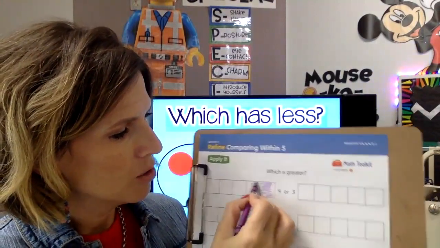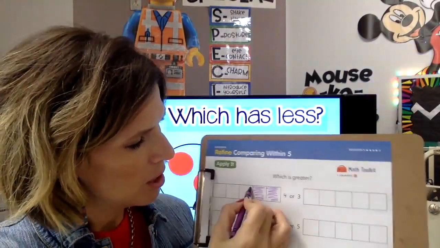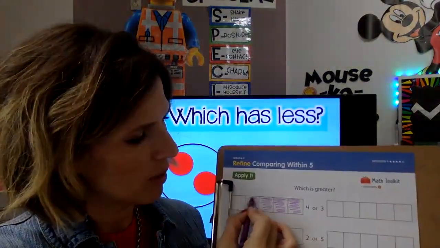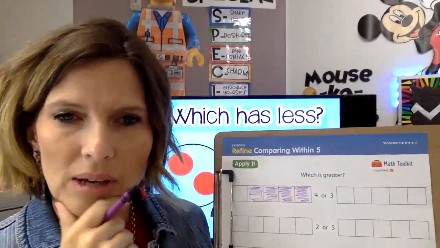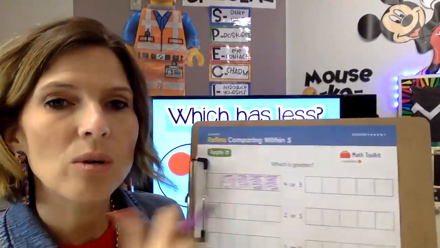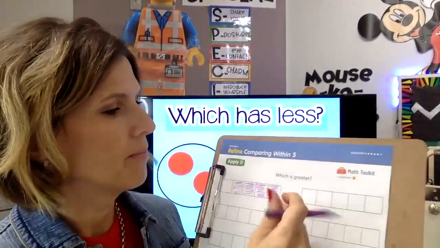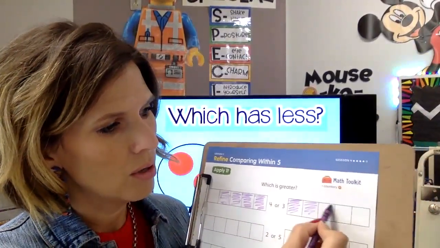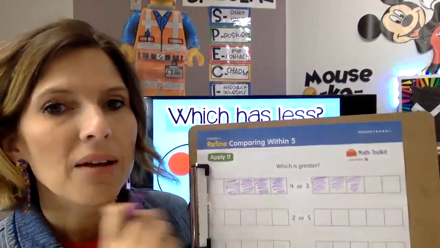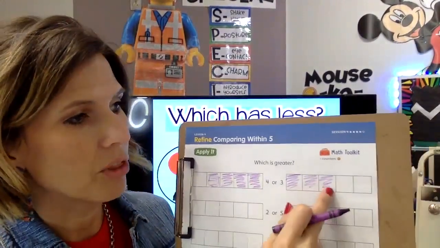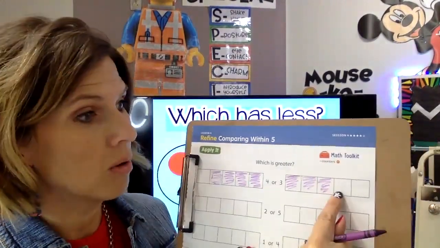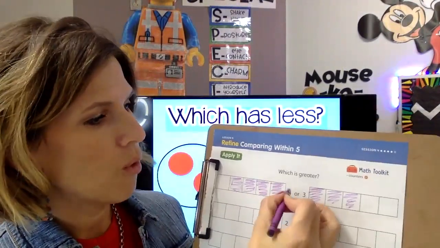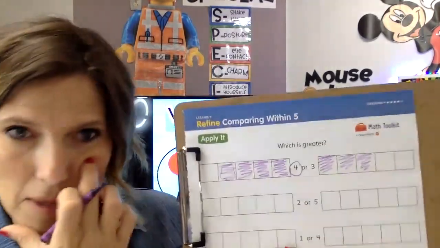1, 2, 3, 4. I did 4 squares. I should have started on this side, but that's okay. I have 4 squares there. How many squares will I color on this side? 3. 1, 2, 3. Now I can see I colored in 4 and colored in 3, but I could also look at the empty spaces too. Oh, definitely I have more to go on this one, huh? So 4 is greater than 3.